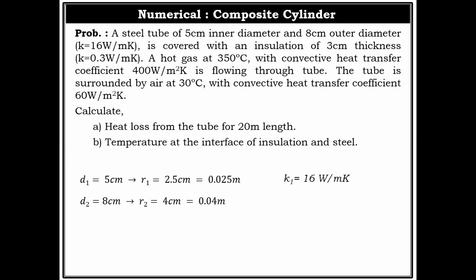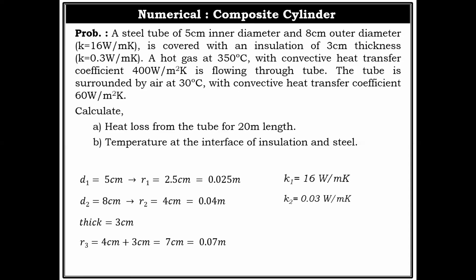Having a thermal conductivity K of 116 watt per meter Kelvin, it is covered with an insulation of 3 centimeter thickness. So insulation thickness is given as 3 centimeter. Then the radius R3 is R2 plus the 3 centimeter insulation thickness, so R3 will be 7 centimeter, which is equal to 0.07 meter. And the thermal conductivity of that insulation is 0.03 watt per meter Kelvin.